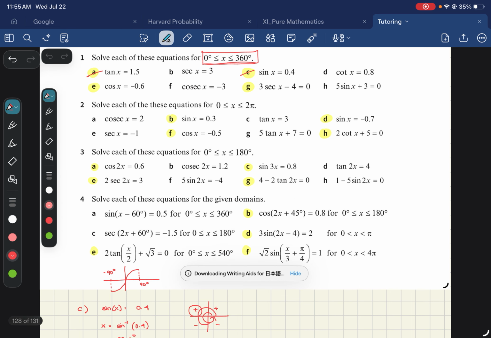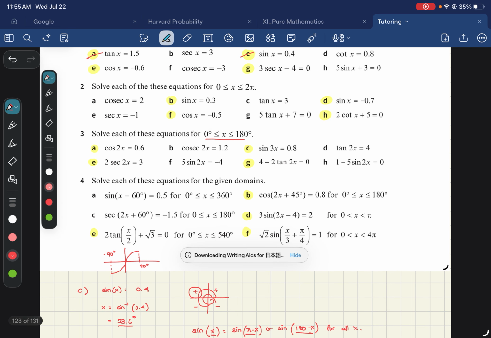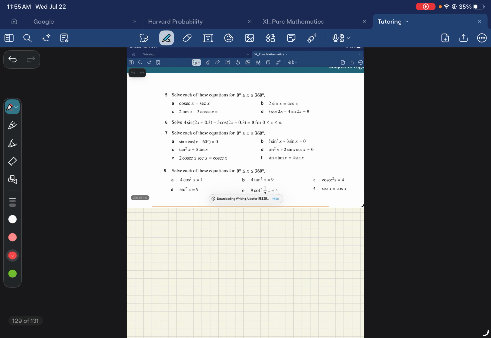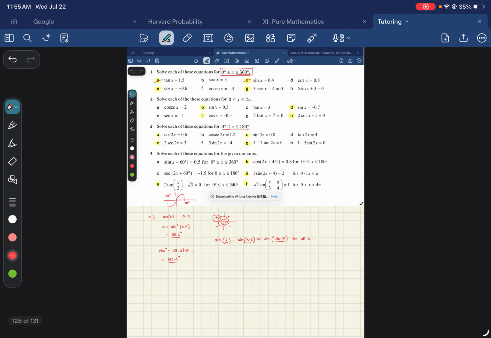If you look at different domain restrictions, for example, here you only have 0 to 180. For some questions, maybe on the other page, let's see, for negative, okay, we don't have any negative restrictions until now, but if we get to a negative domain, then we'll also have to think in that way. All right, so 23.6 and 156.4. If it's from 0 to 360, you get x, you try to get your acute angle, and then for sine, you do 180 minus x.